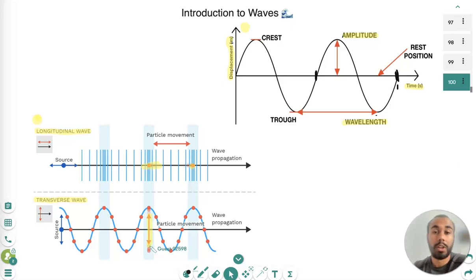So to recap, hopefully you now have a better understanding of waves and the different types. So a wave is a disturbance that carries energy but not material. And we can describe it in terms of amplitude, wavelength, and frequency, with the main two types being longitudinal and transverse.